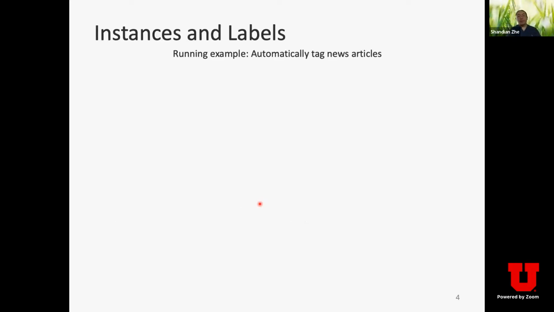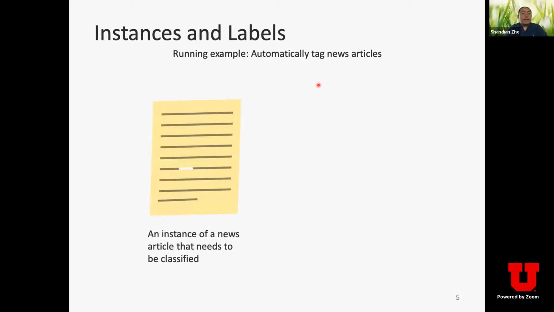Again, we don't want to give a very abstract definition from the beginning. We want to start with a detailed example. Suppose we are assigned a task to classify some news articles. Those news articles might come from the New York Times, the Washington Post, or web blogs, whatever. Every time we're given an instance of a news article, it's just a paragraph of text, probably including some figures, numbers, and so on. Once we're given such an instance, we're going to tag this instance with some label. Maybe this piece of article is talking about sports.